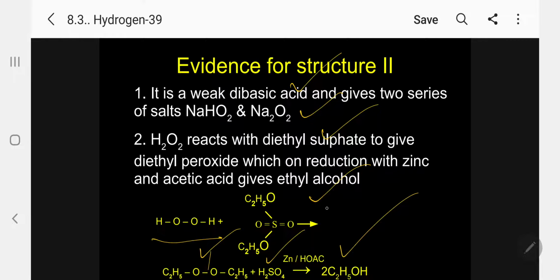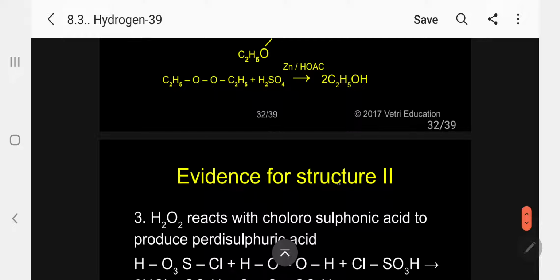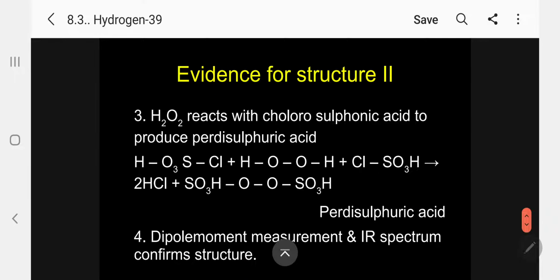These evidences show that structure 2 is the correct one. The third evidence: hydrogen peroxide reacts with chlorosulfonic acid to produce per-disulfuric acid. So when you allow chlorosulfonic acid to react with hydrogen peroxide, we are getting, again, there is one more chlorosulfonic acid, 2 chlorosulfonic acid, in both cases.